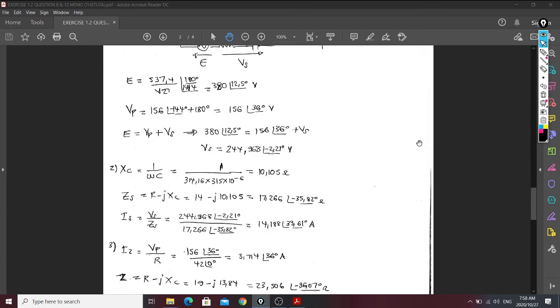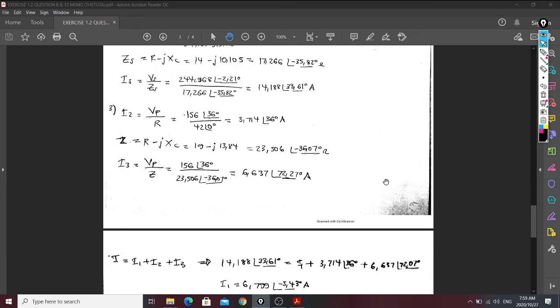Now you come here and apply your Kirchhoff's loop rule. You have the supply voltage, you have the V parallel, and the unknown is V series. Once you get your V series, you change your C to XC, and then you calculate your Z series. Once you get your Z series, you calculate your series current, which is the same as the supply current, and that's it.